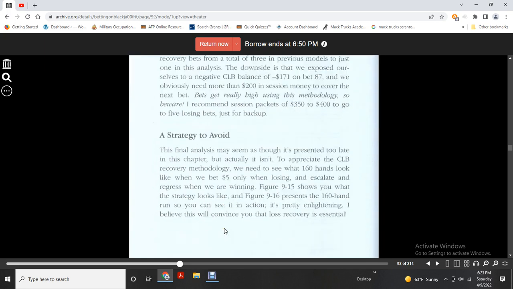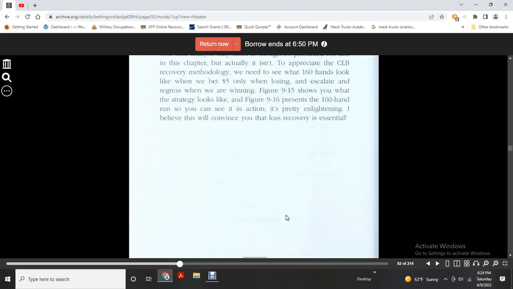A strategy to avoid final analysis may seem presented too late in this chapter, but actually isn't. They appreciate the current level of betting recovery methods. We need to see what 160 hands took, and whether we bet only $5 when losing is escalating, regardless of when we are winning. Figure 912 shows you what the strategy looks like. Figure 916 presents 160 hands, so you can see it in action, which is pretty enlightening. I believe this will convince you that loss recovery is essential.